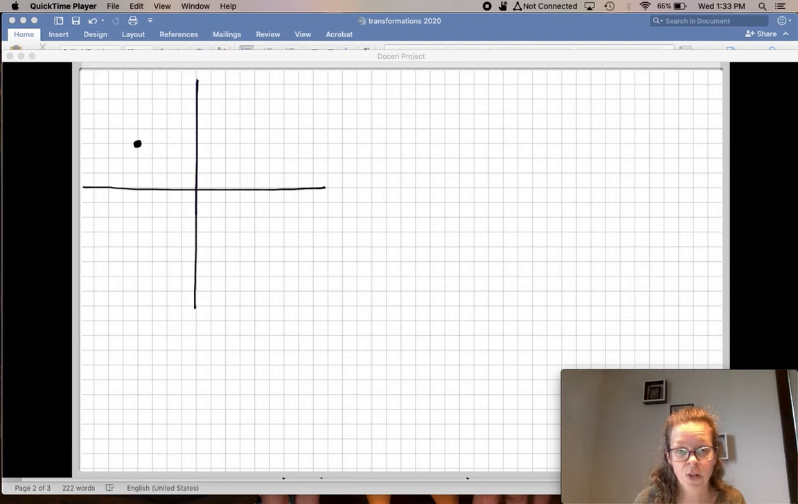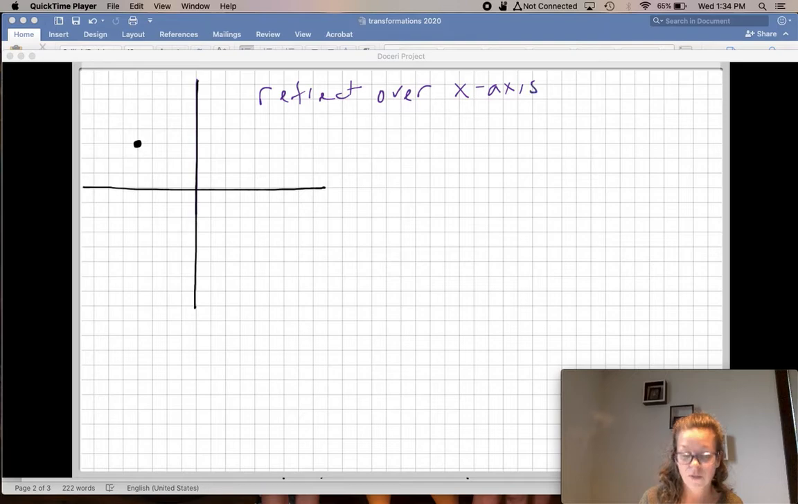And let's say the first thing I want to do is reflect over, let's say, the x-axis. So we're going to reflect it over the x-axis. Well, I have to think about which one is the x-axis. Remember, our x-axis is this one. So this is our line of reflection. The x-axis is our line of reflection.